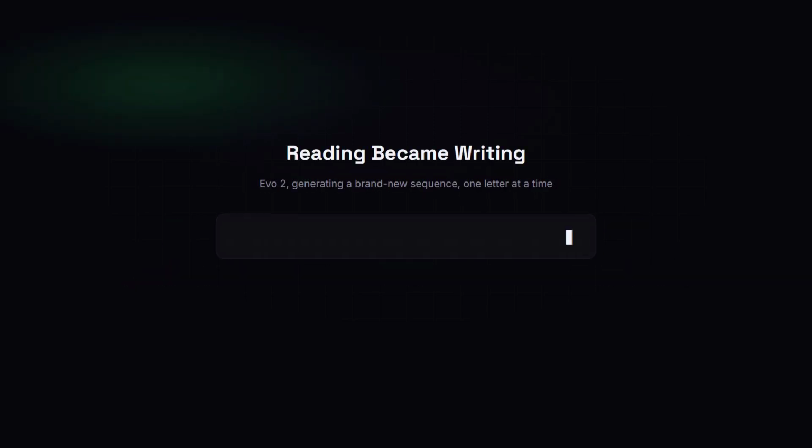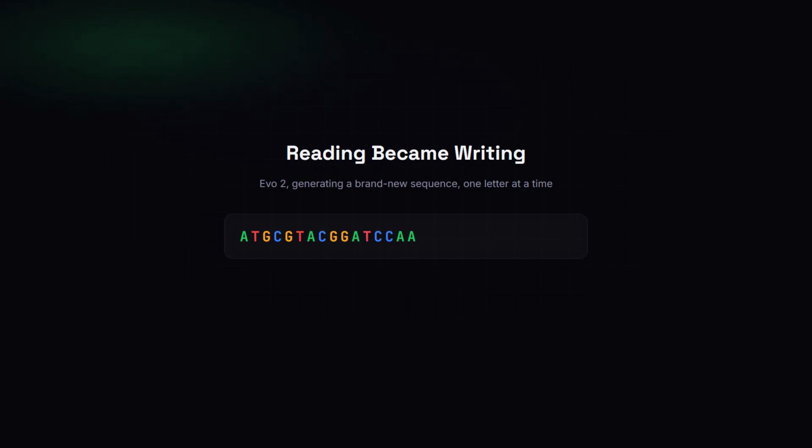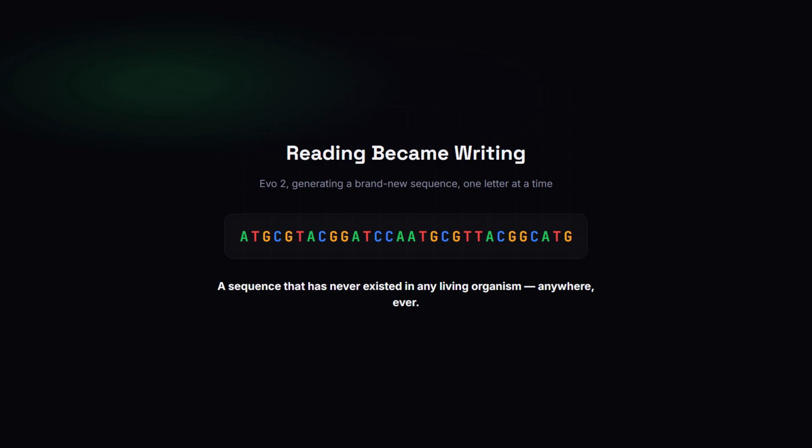Once a model understands the grammar of DNA that well, it can do more than just read it. It can write new sequences, 1 letter at a time, the exact same way a chatbot writes a new sentence 1 word at a time. Ask it to keep going, and it keeps generating letters that look and behave like real, functional genetic code, even though the exact sequence has never existed in any living organism, anywhere, ever. That's the entire trick. Reading became writing.